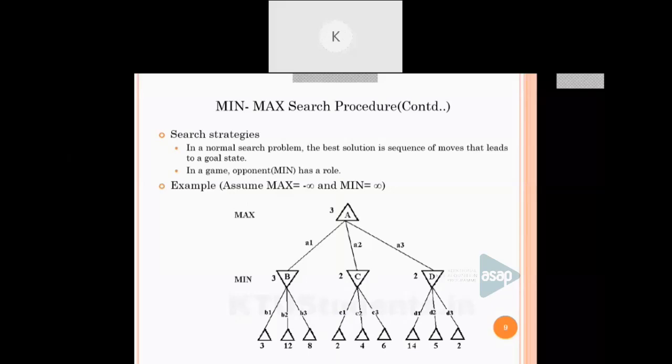8. First we have assigned the min value as infinity. So you have to find the minimum among 3 and infinity. Your first utility value, the B1 value, is 3. You are assuming the min value is infinity, so check 3 and infinity, which is minimum. B is a min node, so the minimum of 3 and infinity is 3. Then the minimum of 12 and infinity is 12. Then for 8 and infinity, 8 is the minimum. So the resultant values obtained are 3, 12 and 8.